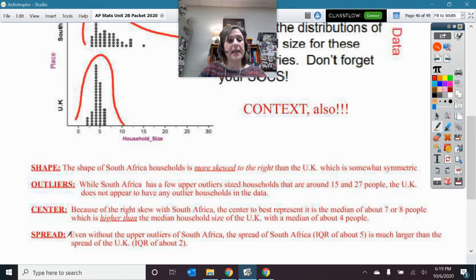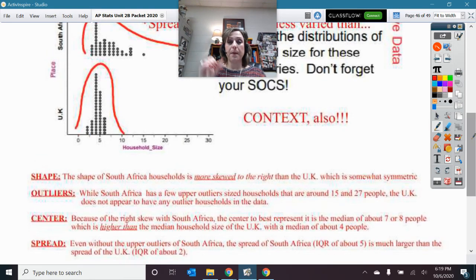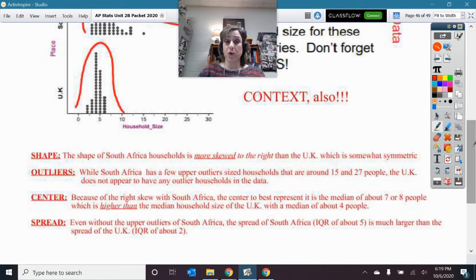So for the spread, even without the upper outliers of South Africa, the spread of South Africa, which has an IQR of about 5, is much larger. So this spread of South Africa is much larger than the spread of the UK, which has an IQR of just 2. Okay? All right. So I compared, I used context, and I was specific. That's how you get full credit when you are comparing data with your SOCS.